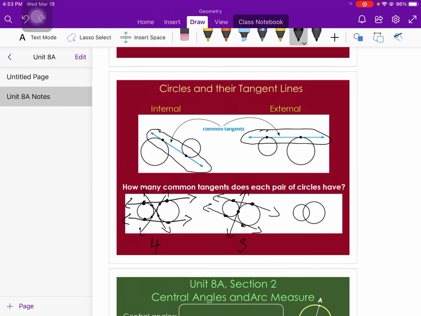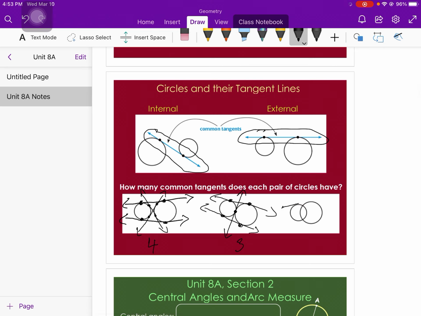And then the last one, now we couldn't do one here because this wouldn't make it tangent. So this time we can only have the 2 external tangent lines.